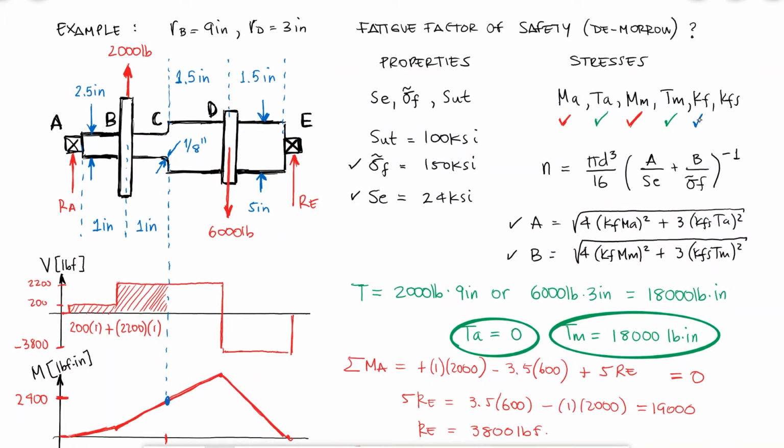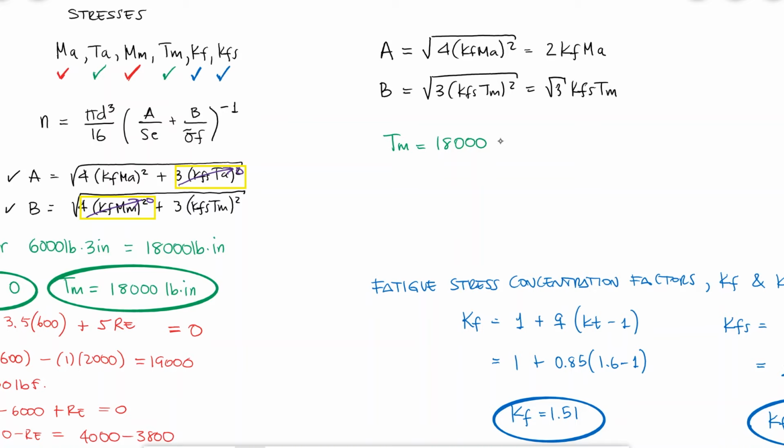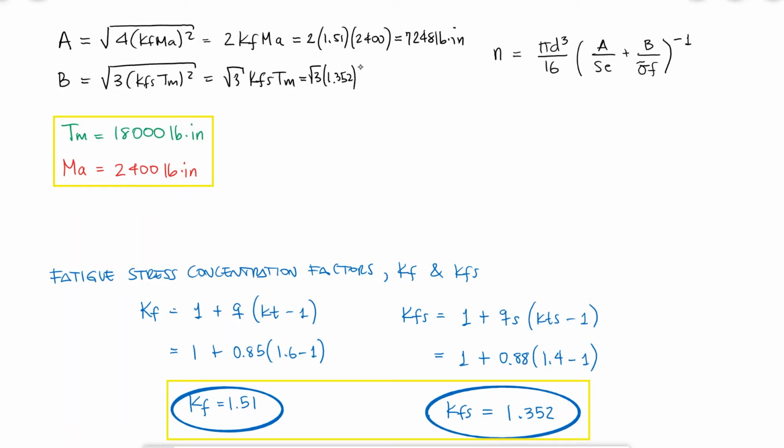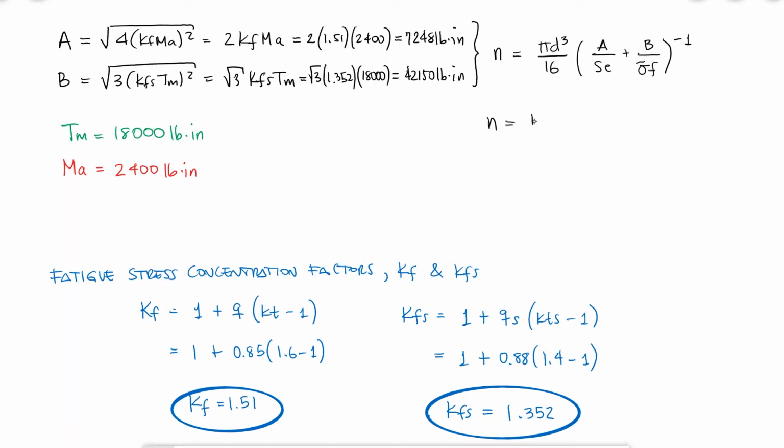and that the mean moment is zero, their expressions are simplified. By substituting the values that we found, and using those A and B values in the factor of safety expression, we find that the fatigue factor of safety using the DE-Morrow criterion is 5.25.